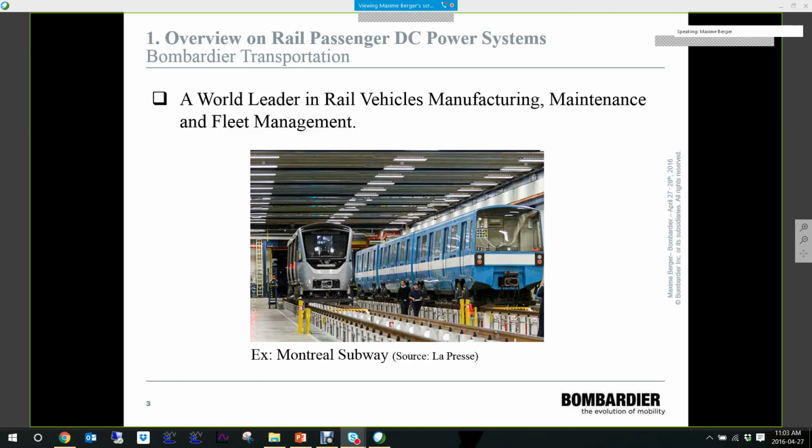So for those of you who don't know Bombardier, Bombardier Transportation is a world leader in rail vehicles manufacturing, maintenance, and fleet management. In my department, as systems integrators, our job is to make sure that all systems are correctly integrated together to execute their functions. At the design phase, it includes achieving different analyses, such as those that I'm going to present to you today in this webinar. I strongly believe that such an expertise is necessary to design vehicles with optimal operational performance.